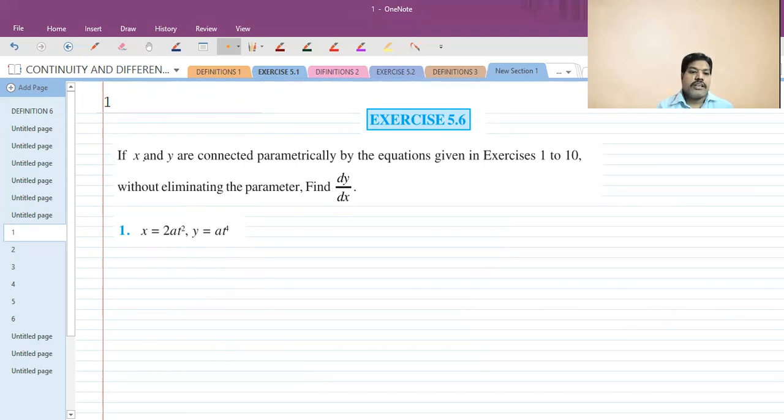So what I will do here is first take the given x. What is the x value, students?